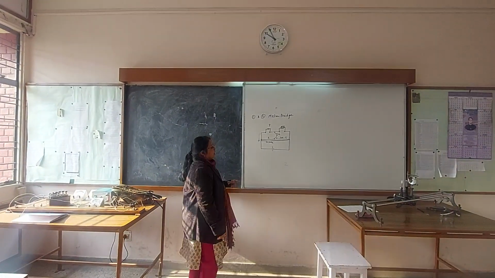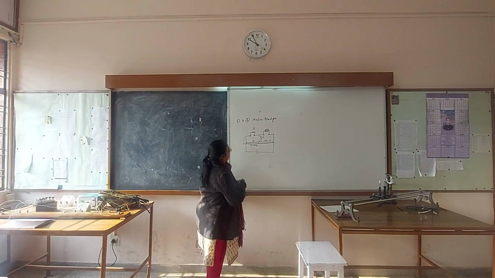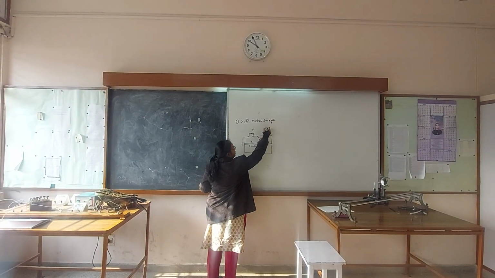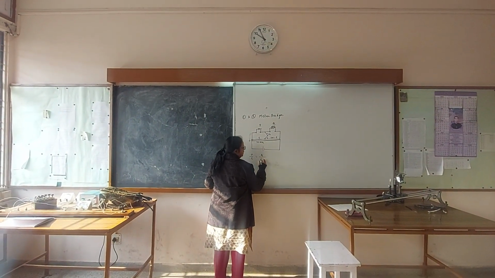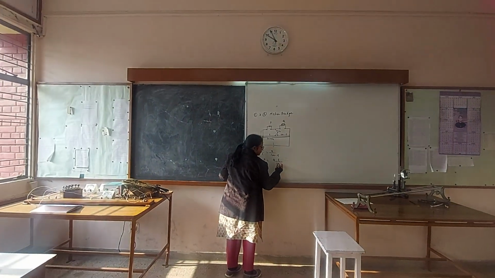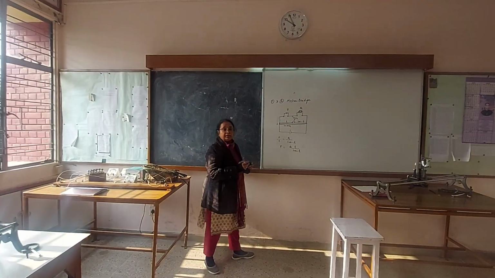The ratios will be P by L equal to Q upon 100 minus L. So you have to find P, so P is Q L upon 100 minus L. That's how you will find it.